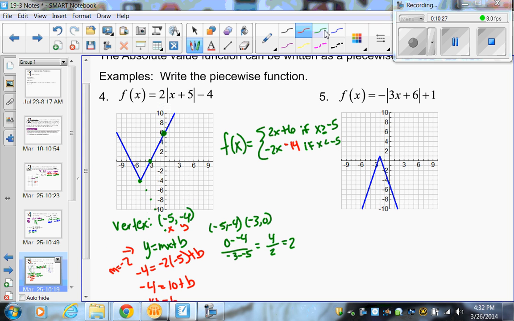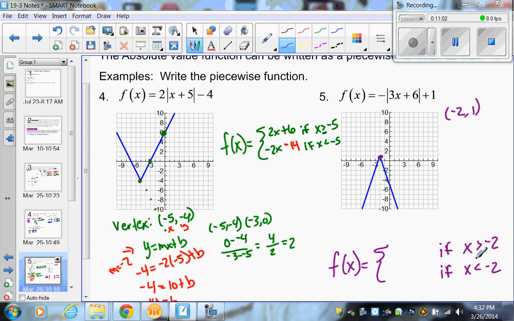Let's try another one. The first thing I'm going to do is identify my vertex, which in this case is at negative 2, 1. I know my equation is going to take on the form of f of x equals a bracket, something if. I do the right-hand side first, and that's going to be x is greater than the x-coordinate of the vertex, which is negative 2, and then x is less than the x-coordinate of the vertex, which is negative 2. And one of these gets the equal sign. It doesn't matter which. Then the next step is to find the slope.